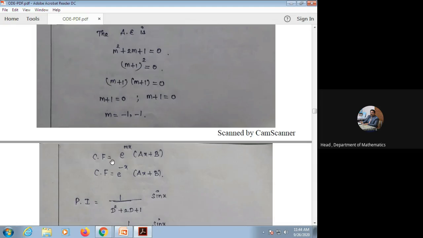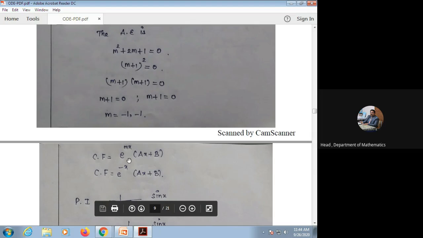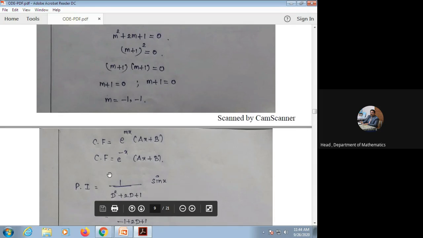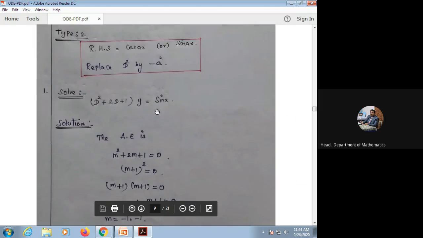Therefore, the complementary function formula we know: e power mx into ax plus b. Substituting the m value here, the complementary function result is e power minus x into ax plus b. This is the case 2 formula, because our m roots are real and equal roots. That's why we are using this formula for finding the complementary function. Next, the right hand side part is sin x. It is in the form of sin ax. Here the a value is 1, the x coefficient. In this problem, the x coefficient is 1.